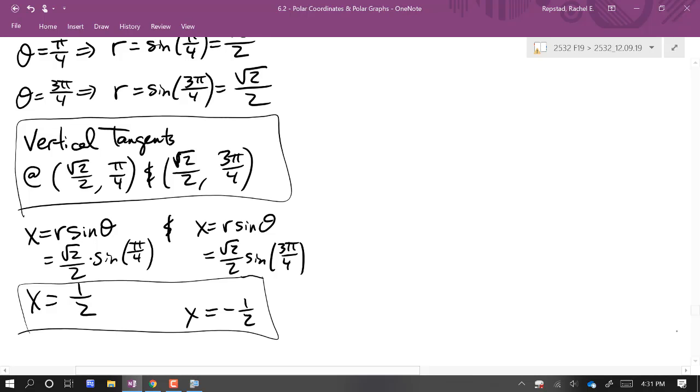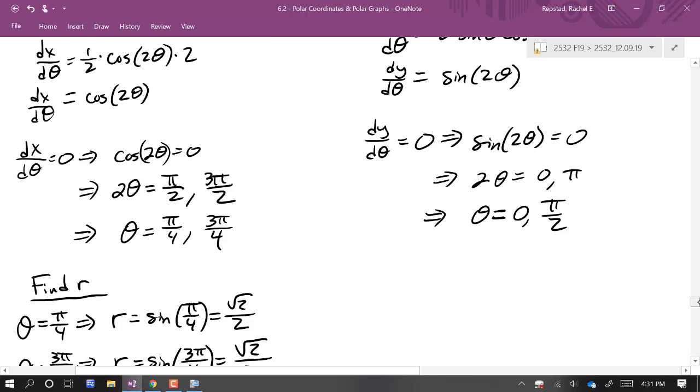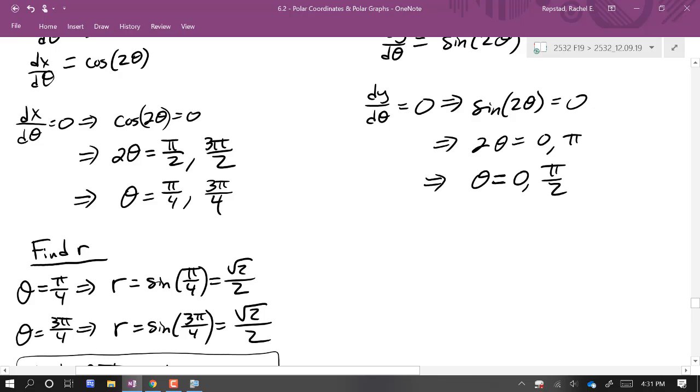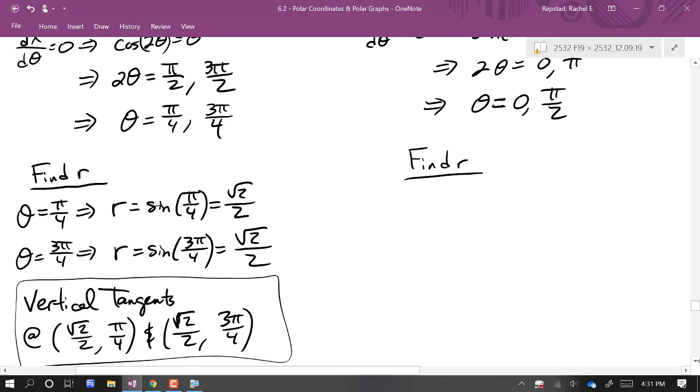That was the vertical tangents. With the horizontal tangents, we're just going to come up here and do the same thing. We know that we get horizontal tangents at both those values of theta, so we're going to find r by using the given equation, the equation that defines this curve, r equals sine theta.